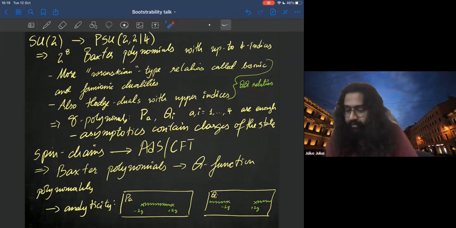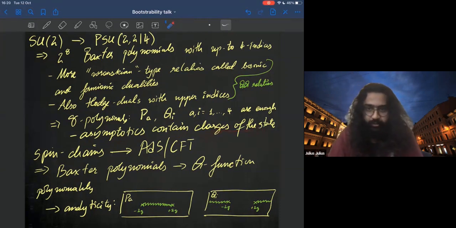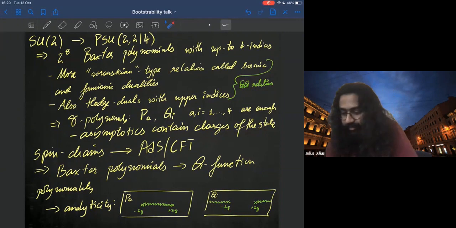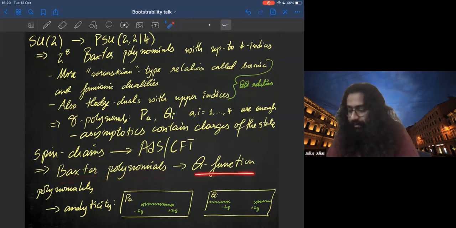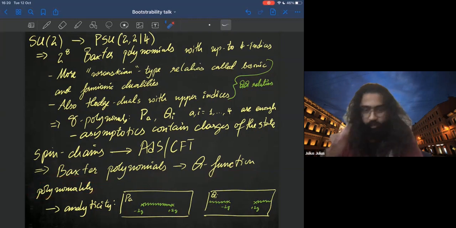Luckily, because of the QQ relations, only 8 of these Baxter polynomials, along with the QQ relations, can be used to obtain all 2 to the power 8 of them, which is quite good. And as I mentioned before, the asymptotics of the P_a and Q_i contain all the charges of a state which we are interested in. Another thing to mention is that we are not dealing with spin chains, but with AdS/CFT. And so Baxter polynomials are no longer polynomials anymore. They are rather what are called Q functions. And this polynomiality assumption which we had cannot be used anymore. It has to be replaced by an analyticity assumption.